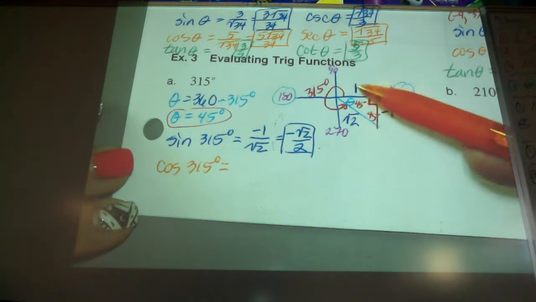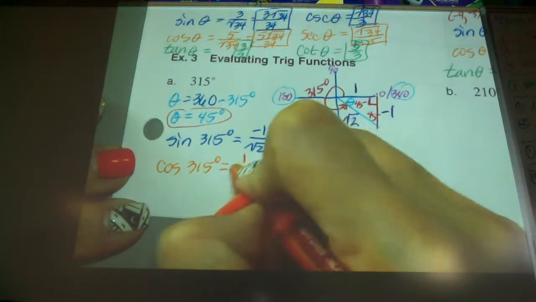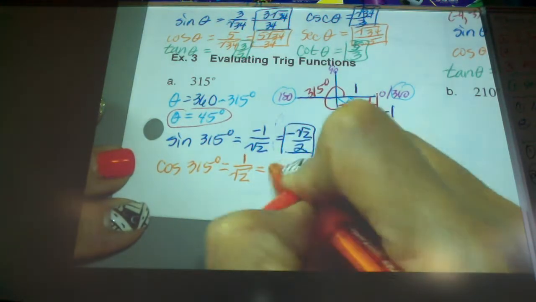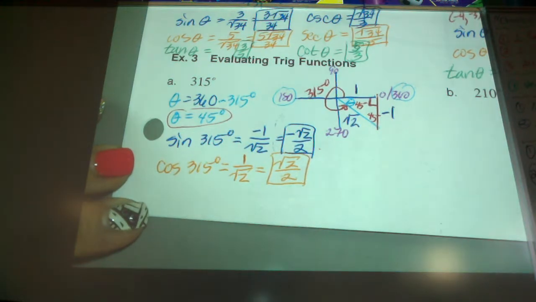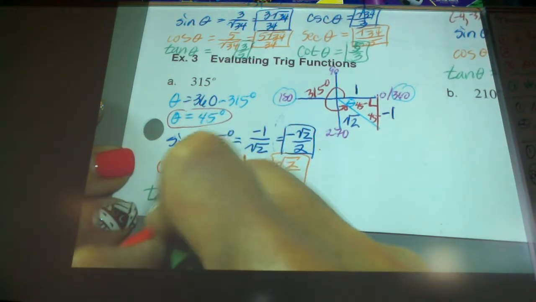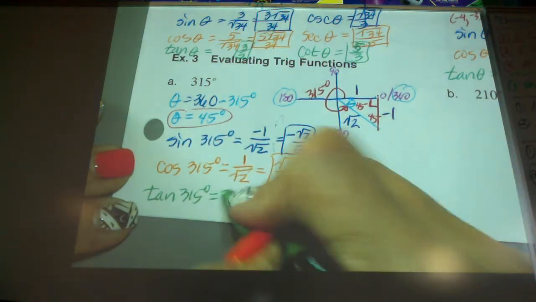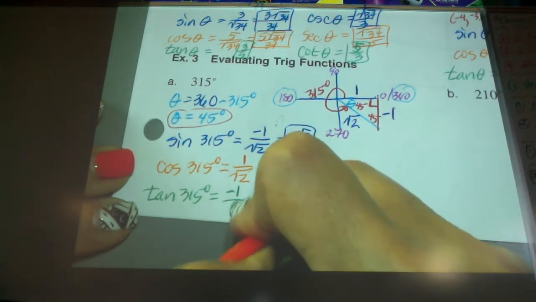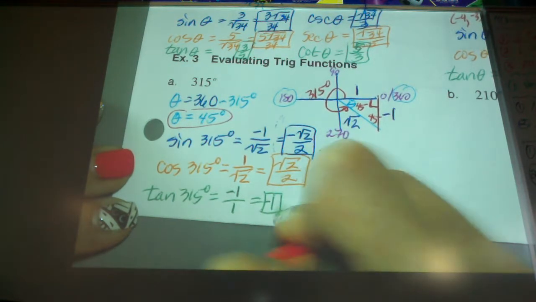For your cosine, isn't the adjacent a positive 1? Your cosine is actually a positive 1 over rad 2, which rationalizes as positive rad 2 over 2. So know your signs. Your tangent of 315 degrees: opposite is -1, adjacent is +1. So overall, we have a value for tangent of -1.